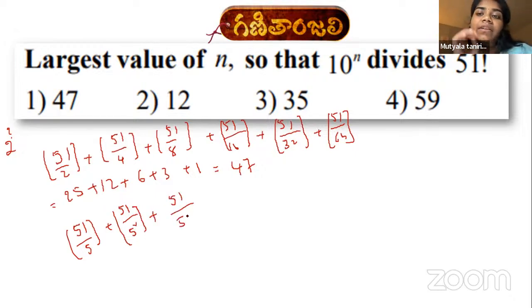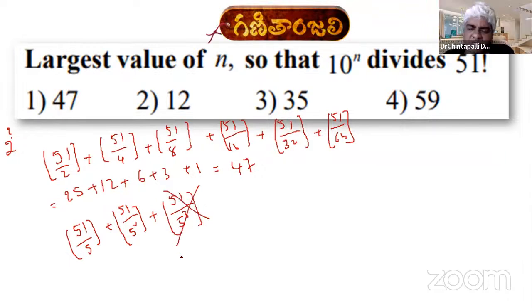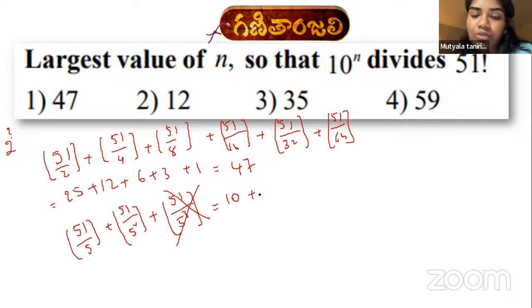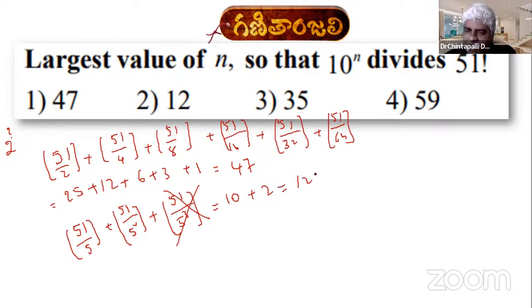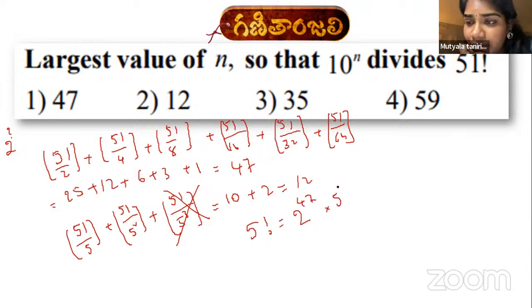5 square is 25. 5 cube is 125. It is 0. Okay, so 51 by 5 is 10, plus 51 by 25, 2, sir. 12. Yes, sir. So 51 factorial is equal to 2 to the power 47, 5 to the power 12, of course some numbers may be there. 3 power something or 7 power something may be there.